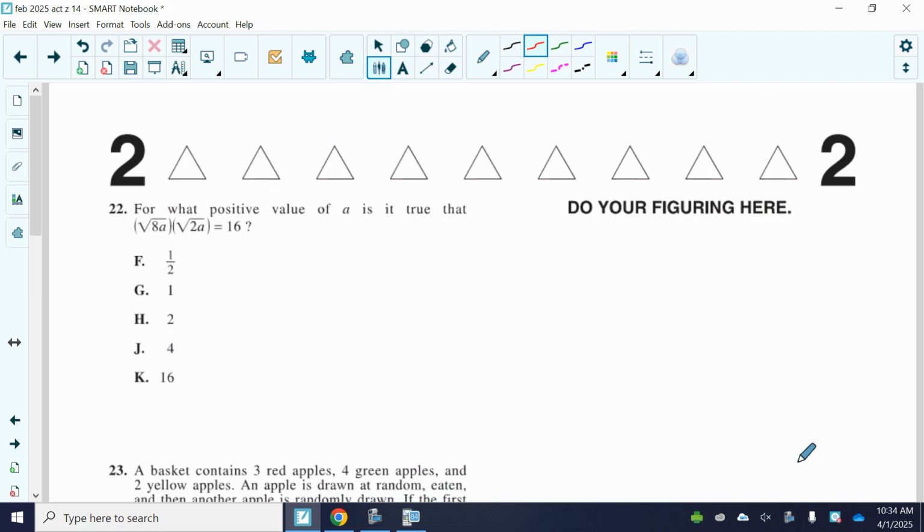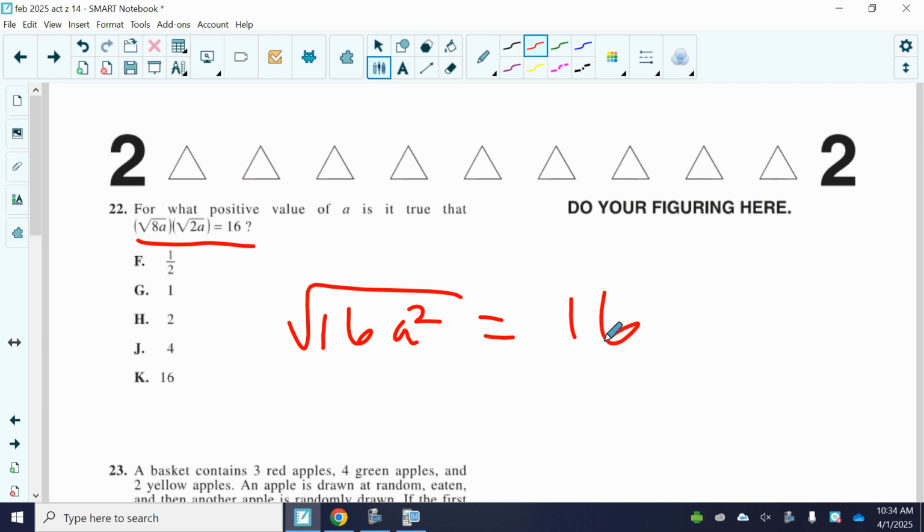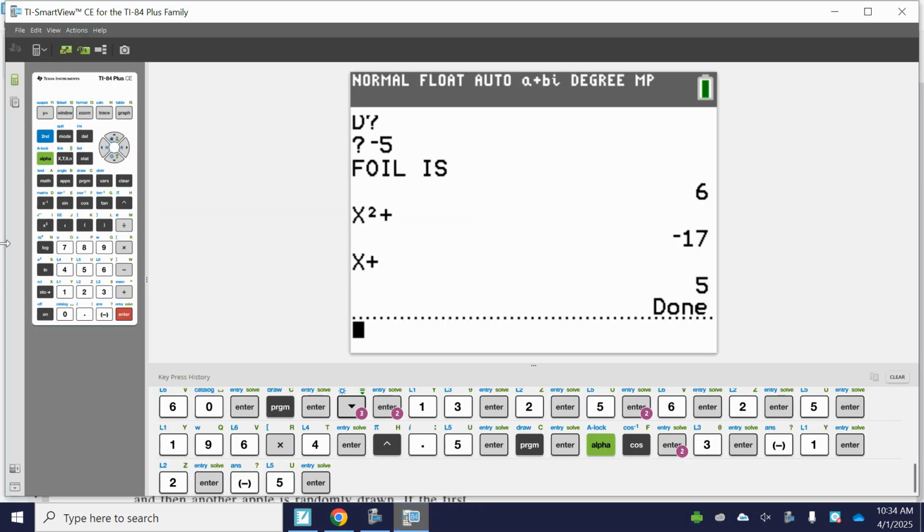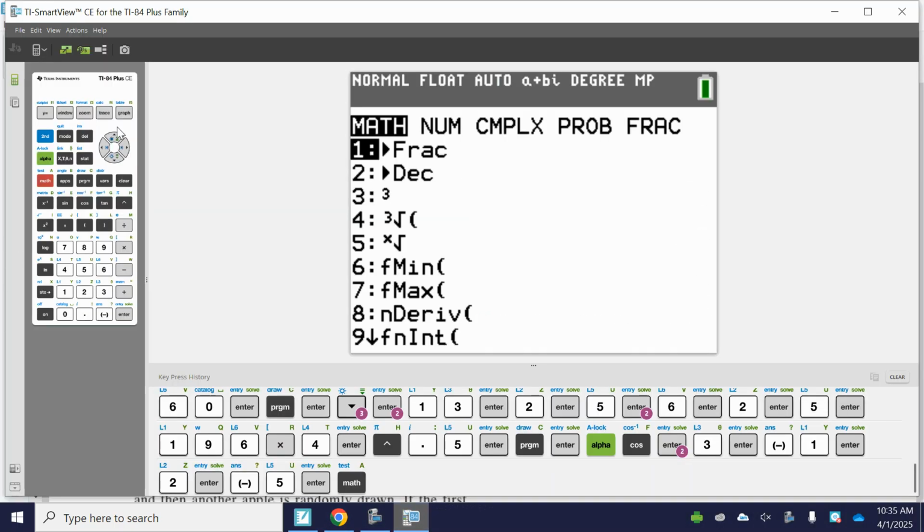Equation solver, if you spaz out. Great use of equation solver. I didn't spaz out. I multiplied my roots and got 16a squared. The square root of 16a squared is 4a. So what does a have to be? It has to be 4. Should I show you the equation solver? Math last.